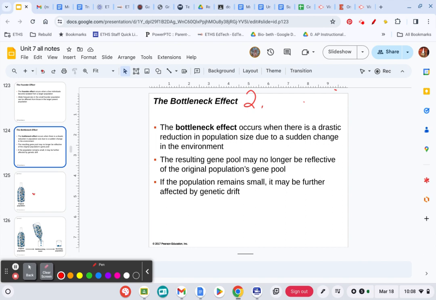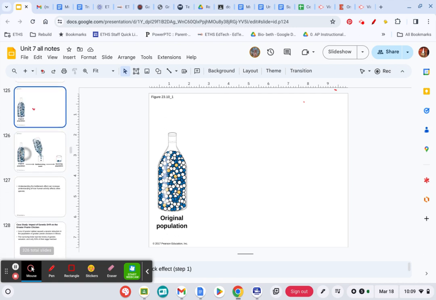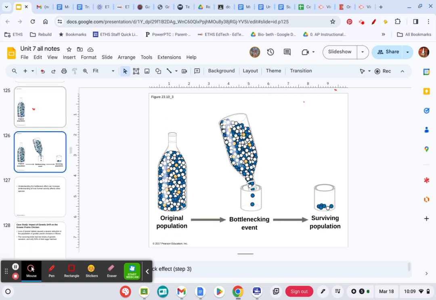So they call it bottleneck because you can kind of demonstrate it with a bottle. Here I have three different colors representing alleles. So I have a blue, white, and yellow allele for, maybe, flowers? You have blue, yellow, and white flowers? Seems legit, doesn't it? Okay. And there's some kind of catastrophic event that happens, and only a few survive. So as many as can be shaken out of this bottle in a very short period of time survive.